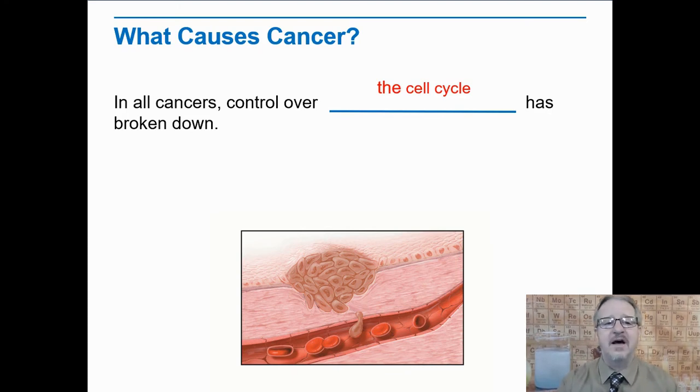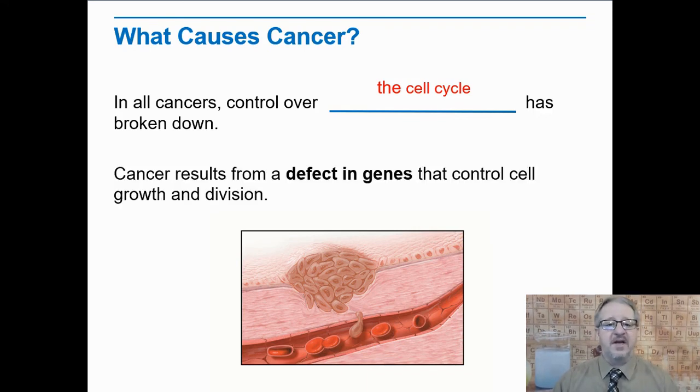So control over the cell cycle is broken down in all cancers. So all cancers are essentially the same. We give different cancers different names due to either where they originate or what caused them. Okay, so cancer basically results from a defect in the genes, and those defects can either be inherited in additional cells, or they can be caused by the infection of a virus or exposure to UV rays or exposure to other chemicals that we refer to as carcinogens, cancer-causing chemicals.